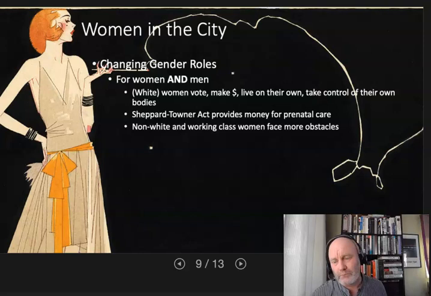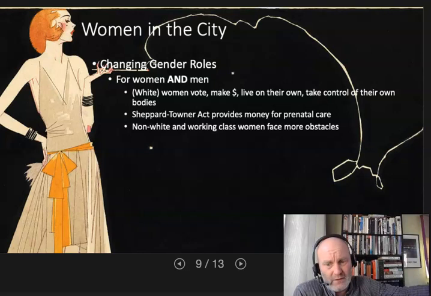A lot of this, as it was with Republican motherhood, a lot of these changing gender roles are for white women, and upper middle class white women in particular. Immigrant women are also changing gender roles, but only insofar as they have to leave and work in factory jobs and things like that, right? So they can't adhere to traditional gender roles by necessity.